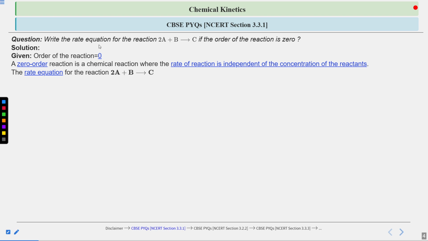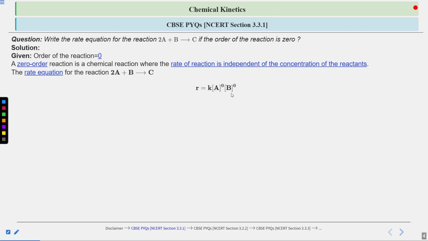Basically the question was to write the rate equation for the given reaction. So write it as: the rate equation for the reaction 2A plus B giving C will be r, where small r represents the rate. Rate equals k times the concentrations of A and B, both to the power 0, where k is the rate constant, because A and B are the reactants. We don't mention C, because in the rate law and rate expression we only express the rate of the reaction in terms of the concentration of the reactants, right?